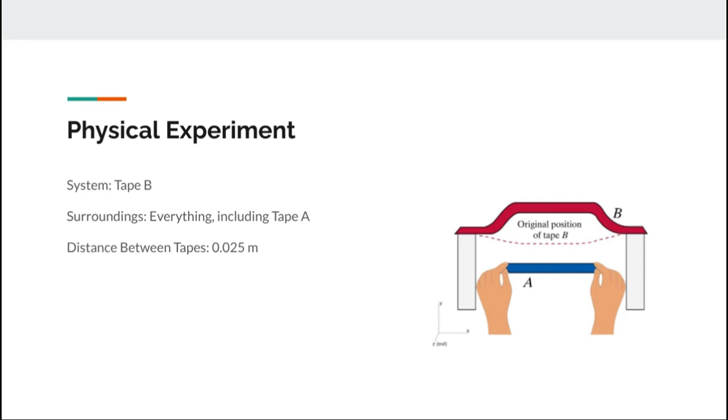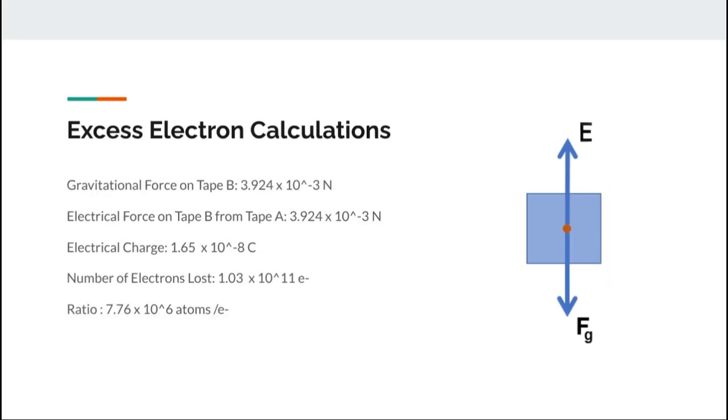And so, the physical experiment. The system was tape B, shown there in red, and the surroundings was everything including tape A, listed there as blue. The distance when tape B began to move was 0.025 meters. And so these were the calculations.